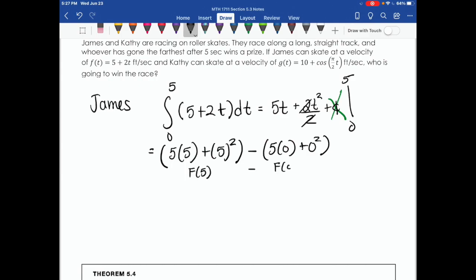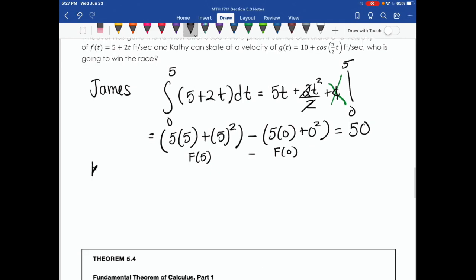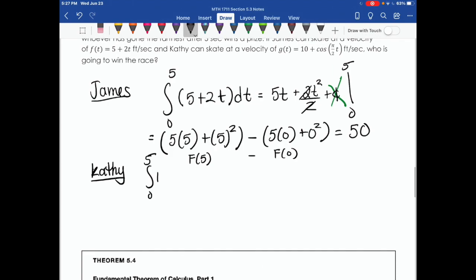This is my big F of 5, and I'm going to subtract my big F of 0. When I do that, I'm going to get 50. Now let's do this for the other person, Kathy. So I'm going to integrate on the interval from 0 to 5, 10 plus cosine of pi over 2t dt.